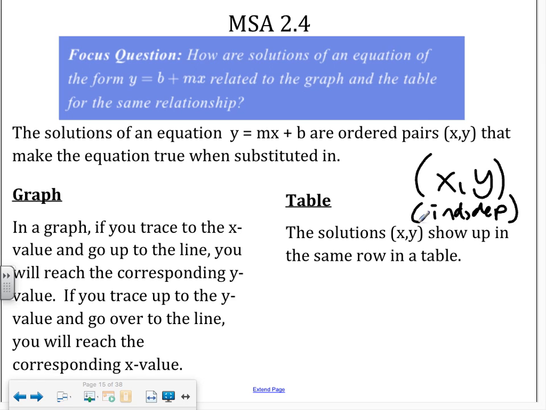In a graph, if you trace to the x value and go up to the line, you'll reach the corresponding y value. So if this is our graph and this is our line, this will be x, trace up, go over, this is y, this is the ordered pair x, y. If you trace to the y value, going this way and then over and then down, you'll get the corresponding x, which belongs to the y. In a table, the solutions x, y show up in the same row.